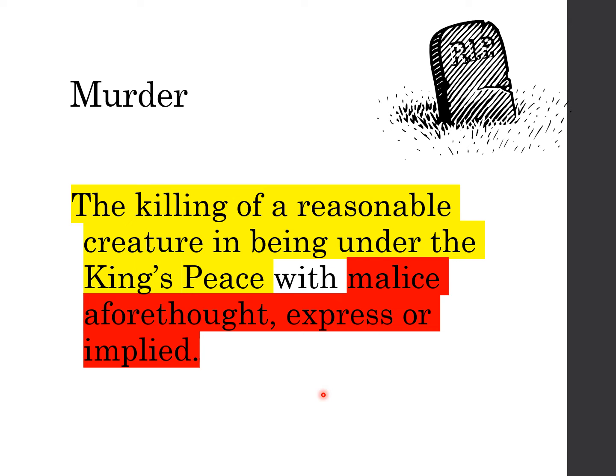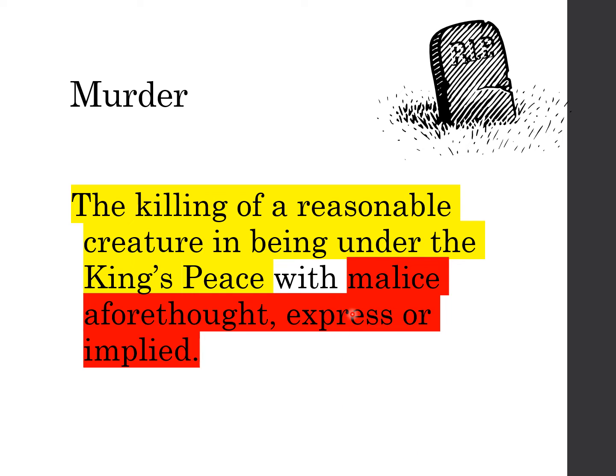So the actus reus for murder is the killing of a reasonable creature in being under the king's peace. And the reason we know that's the actus reus is because it's telling us the physical actions that have to have been carried out. So there must have been a killing, and reasonable creature in being, again that's old-fashioned language, but we need to have the killing of a human being, and it has to be under the king's peace, i.e. not in wartime. And then in red, we've got the mens rea element.